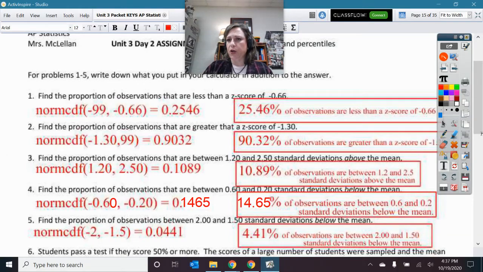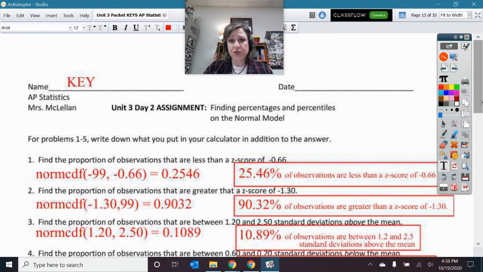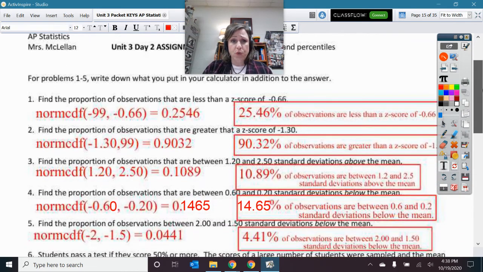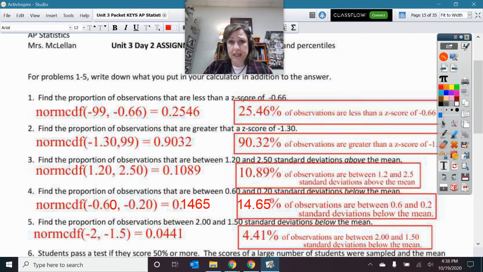Right, let's look over your normal model percentiles and percentages. So here at first, we just have z-scores given to us. So we already had those z-score values. And so here was asking for less than that z-score. So we went from negative infinity up to that value. Here we wanted greater than that z-score. So we went from that z-score up to positive infinity.